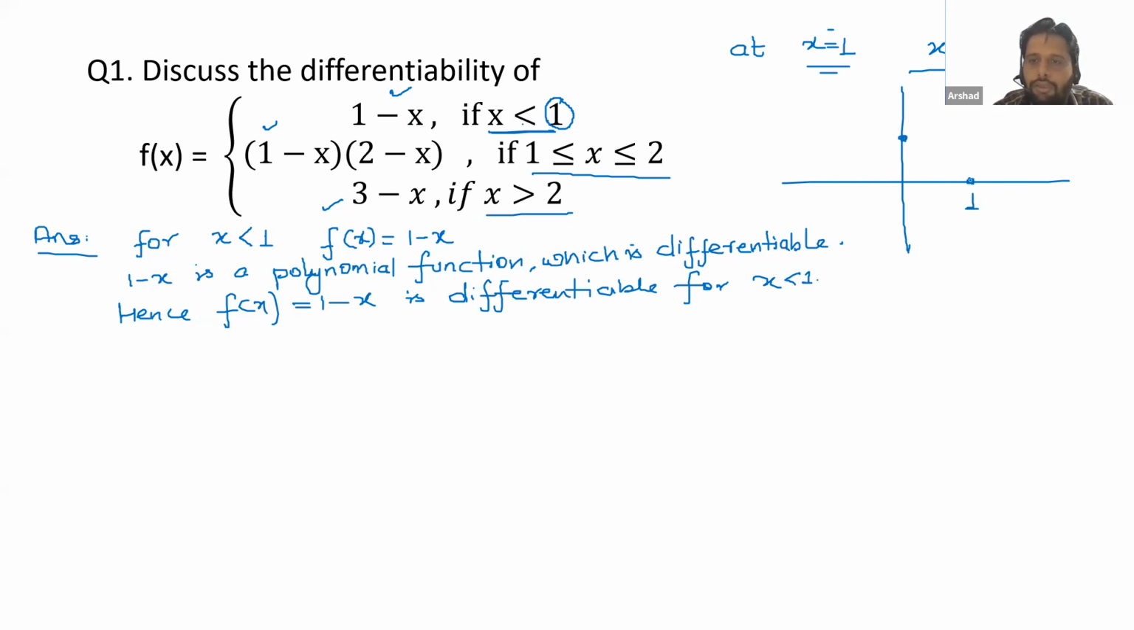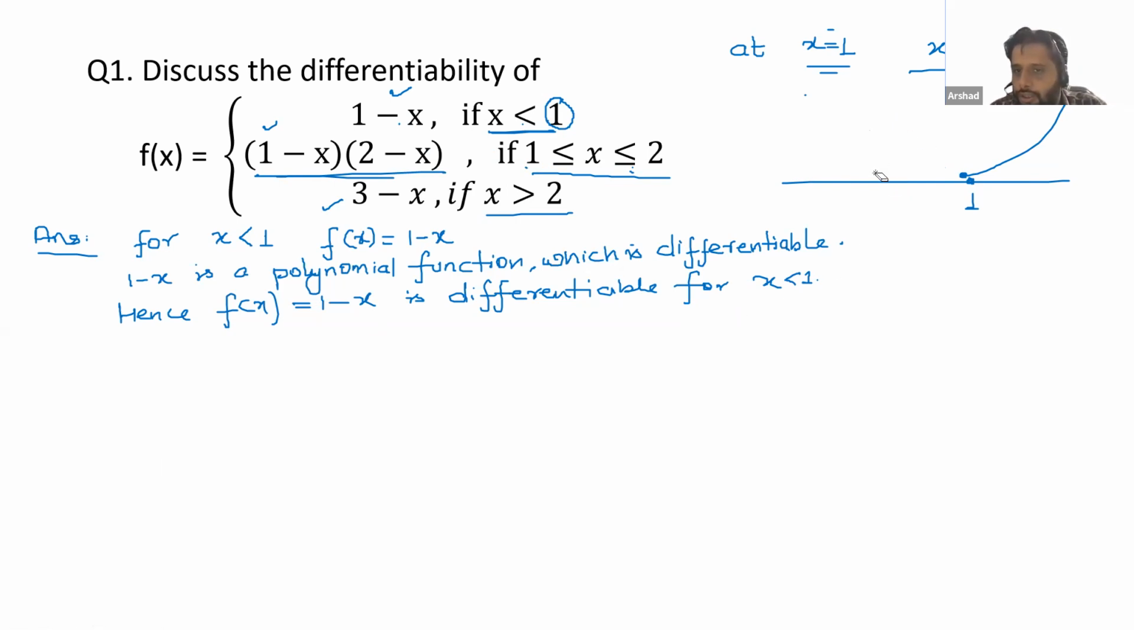Okay, so if we draw the graph of this one, for x less than 1 you can have a line like this. And when x is greater than or equal to 1, you have another curve. So it is changing its shape. At points 1 and 2, the graph is changing its shape. For the LHS you have a different function, and on the right side you have a different function. So there is a possibility that at x equal to 1 and x equal to 2 there can be a corner point, because of which the function will not be differentiable.